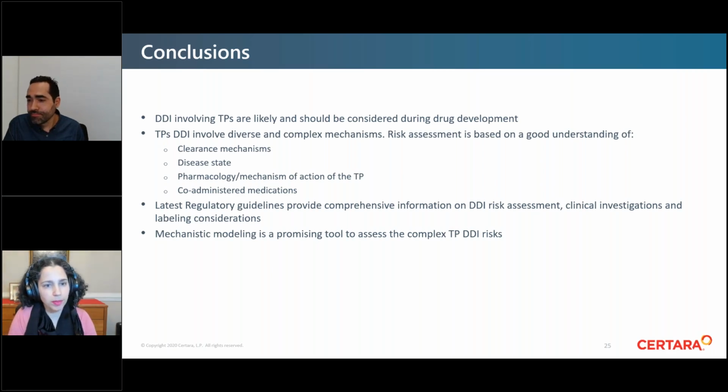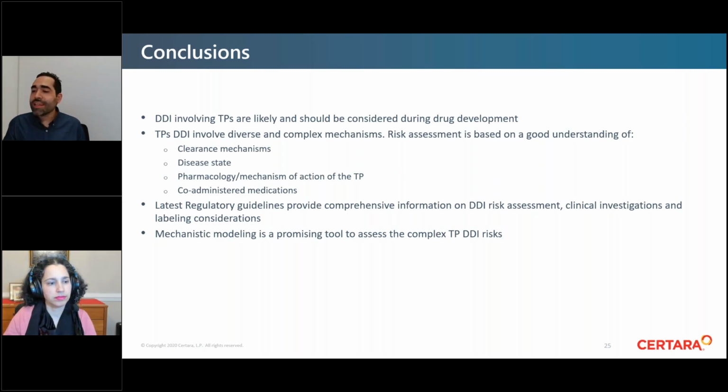Fantastic. Someone says, thanks so much for the talk. You showed that drug-drug interactions mediated via therapeutic protein clearance mechanisms all seem to have between a 20 to 50% change, so the change is pretty limited. Would you say that victim DDIs are generally of this limited extent?